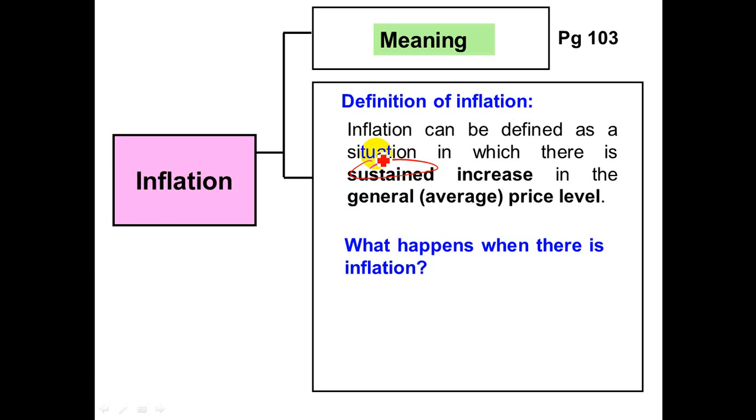Not just the price for cars, not just the price for oil or guns or just another good in particular, but in general prices have increased, and that's what we call inflation. It's not just the price of one particular good, but the average price level in general. So take all these things down.